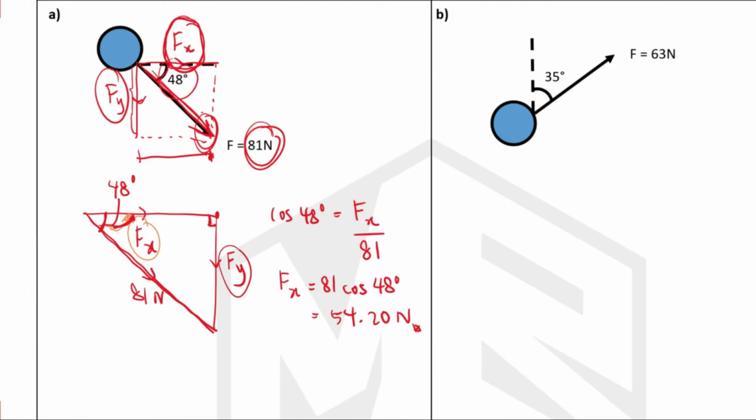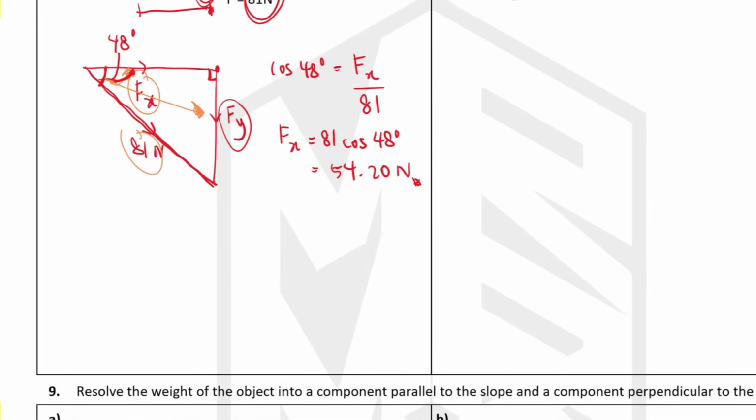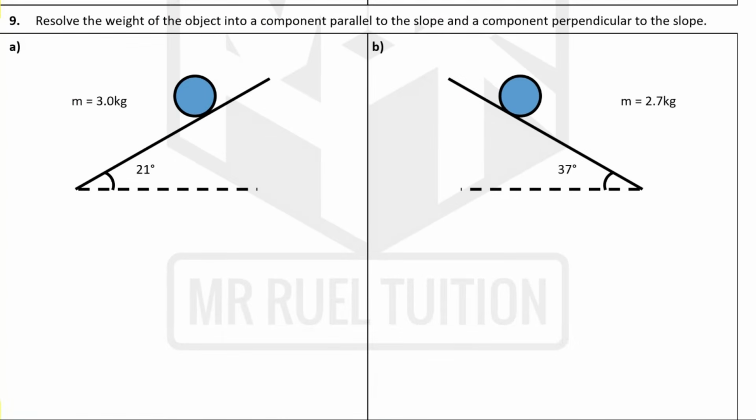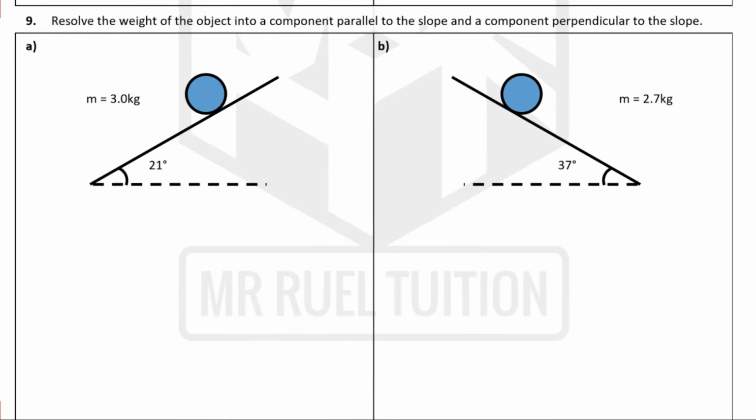Let's look at the vertical component. The vertical component is opposite to the angle. And so, once again, we have the opposite side and we have the hypotenuse. So, we are going to use opposite over hypotenuse, which is the sine of the angle. So, sine of 48 degrees is Fy over 81, which means Fy, the vertical component, is equal to 81 sine of 48 degrees, which is equal to 60.19 newtons.